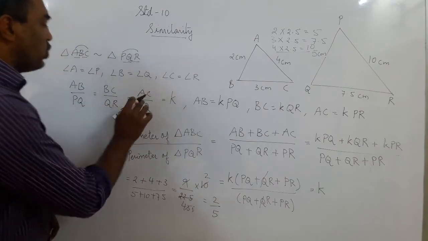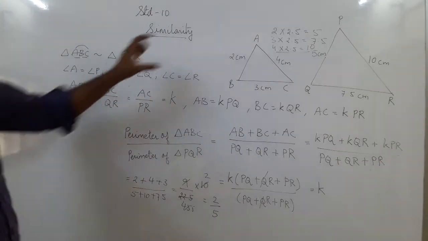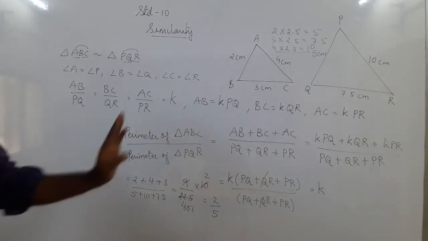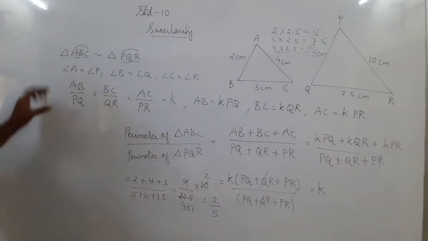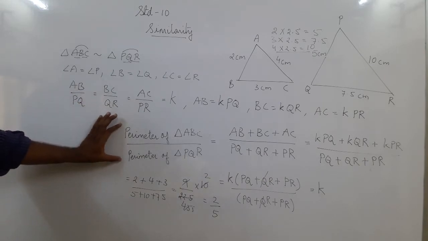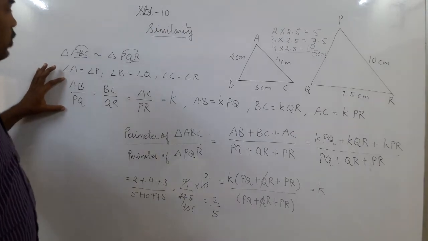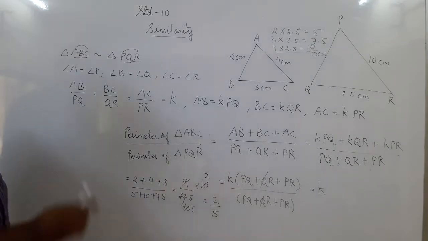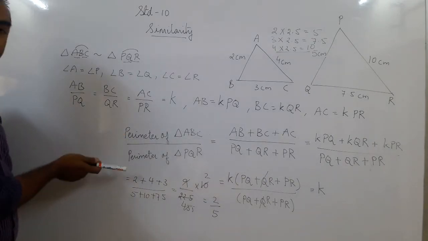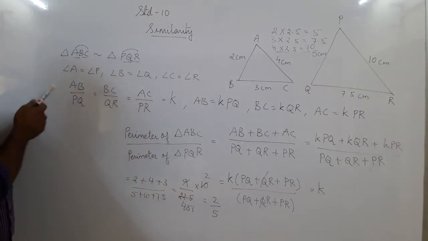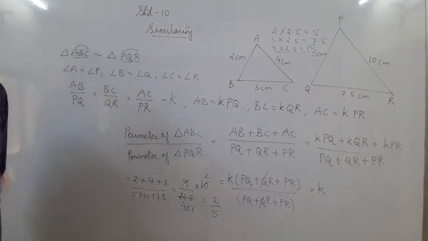So initial ratio was 2 upon 5. The ratio of the side was 2 upon 5. The ratio of the perimeter is also 2 upon 5. So what is the first conclusion we have? The ratio of the perimeter of two similar triangles is equal to the ratio of the corresponding sides. Is it clear to you? I hope you understood this. What I am saying again, the ratio of the perimeter of two similar triangles is also the ratio of the corresponding sides. So this was the condition for the perimeter.